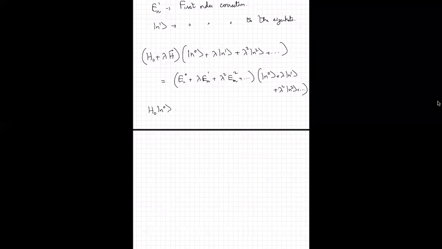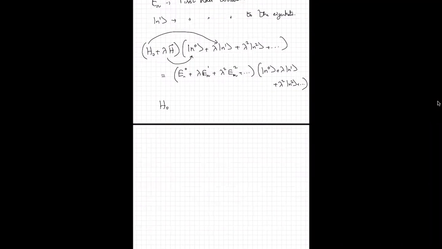Now let us collect all terms proportional to lambda on the left hand side. Well, there are two terms. H0 acting on this is proportional to lambda, and the perturbation acting on this is also proportional to lambda. So I can write H0 acting on |n1⟩ plus H tilde acting on |n0⟩. I'll write it on a new page because I don't have enough space here. The zeroth order is basically H0 acting on |n0⟩, and this is equal, on the right hand side, to E_n0 |n0⟩.